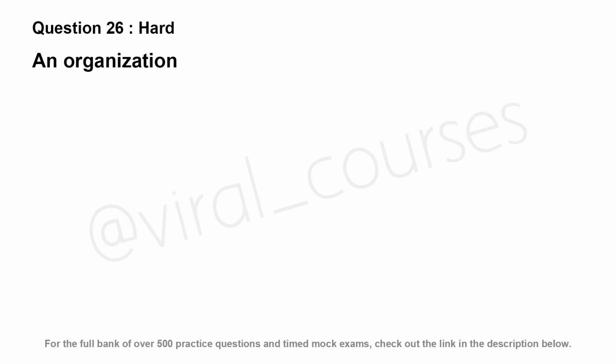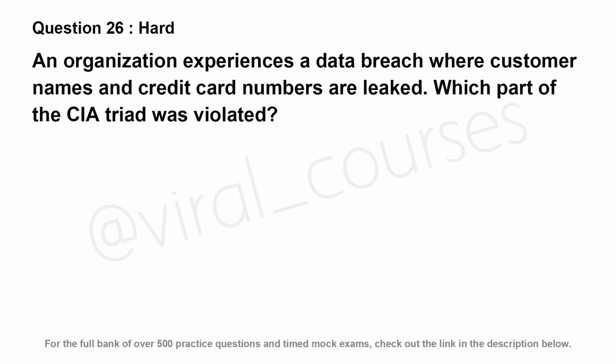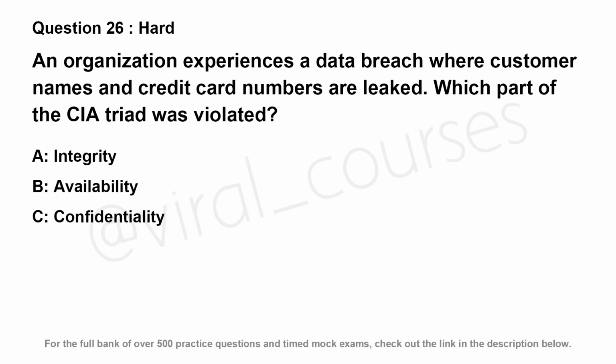An organization experiences a data breach where customer names and credit card numbers are leaked. Which part of the CIA Triad was violated? Option A, integrity. Option B, availability. Option C, confidentiality. Option D, non-repudiation.